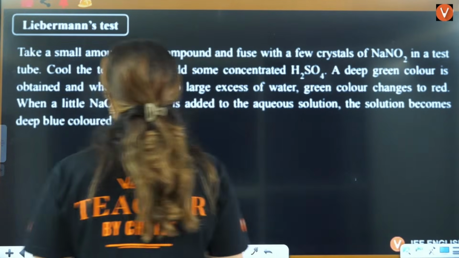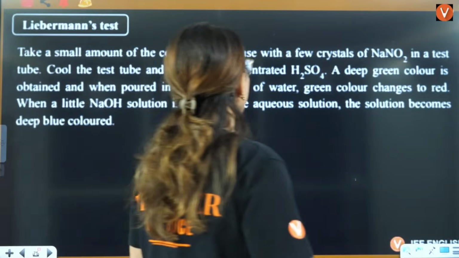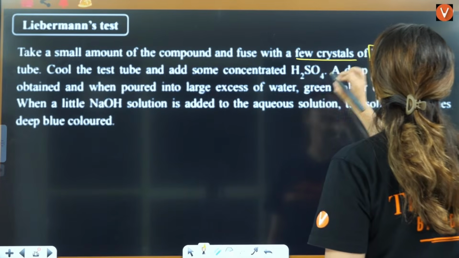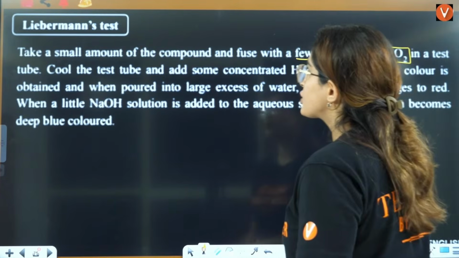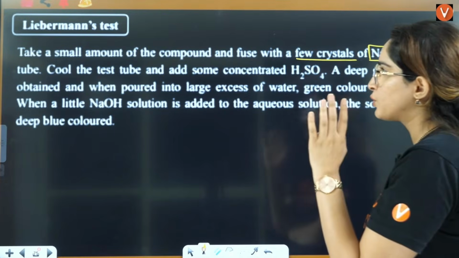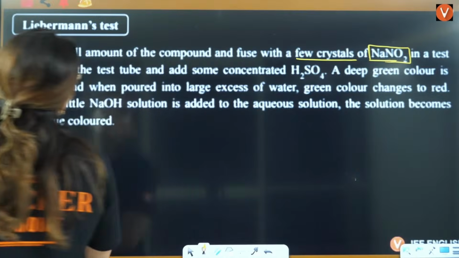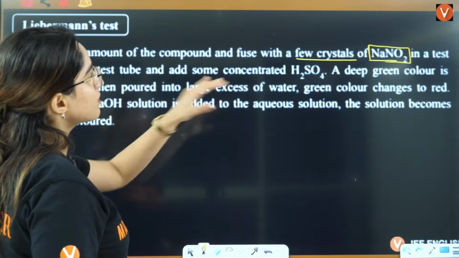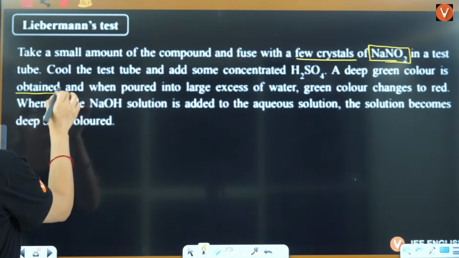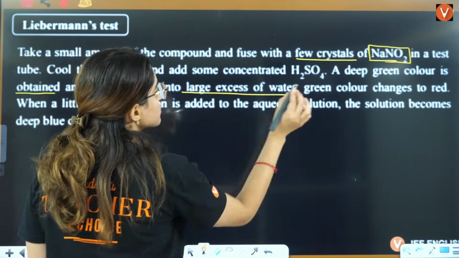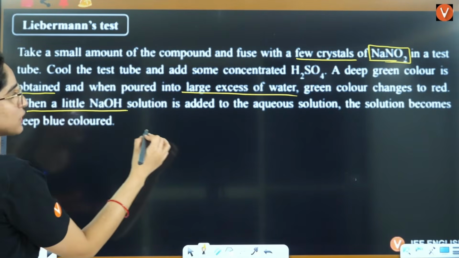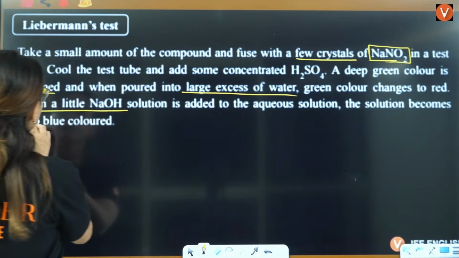In Liebermann's test, take a small amount of the compound and fuse it with a few crystals of NaNO2 in a test tube. This is another test. Cool the test tube and add some concentrated H2SO4. A deep green color is obtained. When poured into a large excess of water, the green color changes to red, and when a little NaOH solution is added, the solution becomes deep blue.